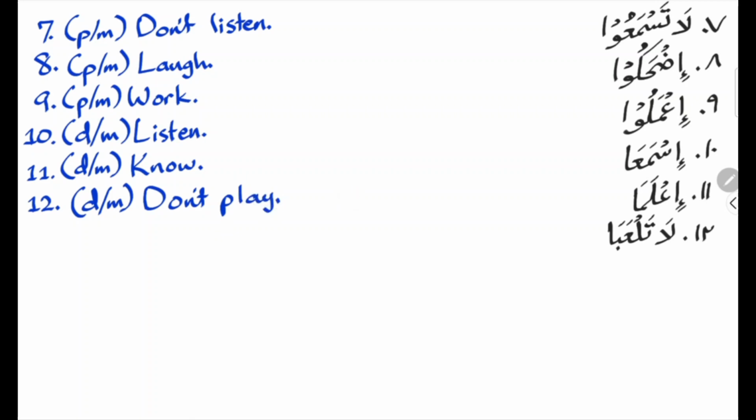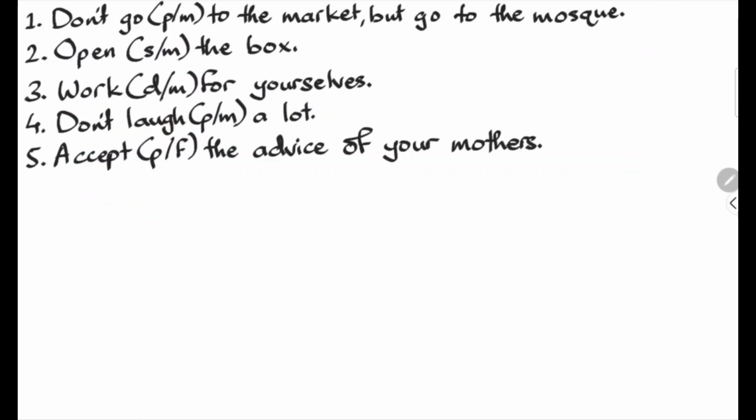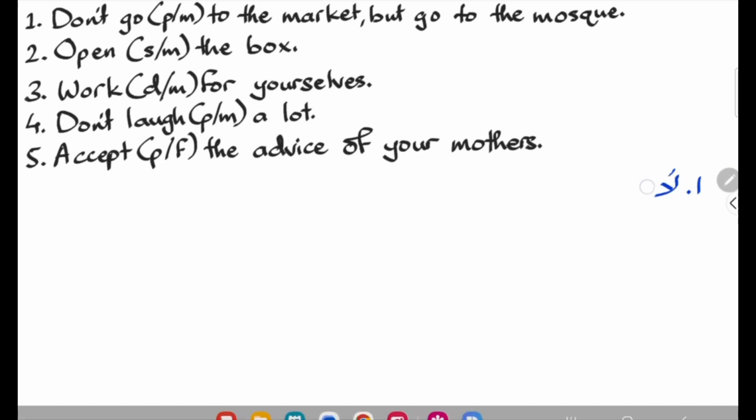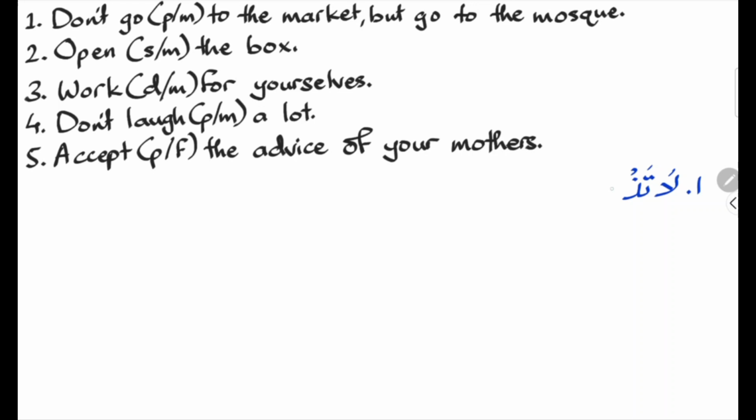Now let's move on to some English sentences, translate them to Arabic. Number 1 is don't go, plural male, to the market, but go to the mosque. Now here, go is dhahaba. Bring the nahi from dhahaba for don't go, plural masculine. La tadhabu, on the wazn of la taf'alu. La tadhabu to the market. To is ila.